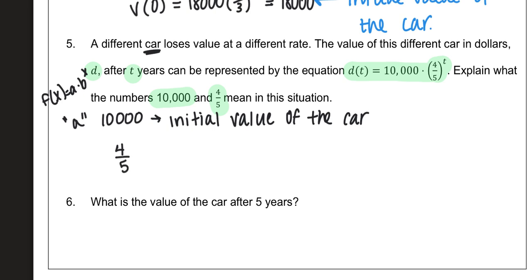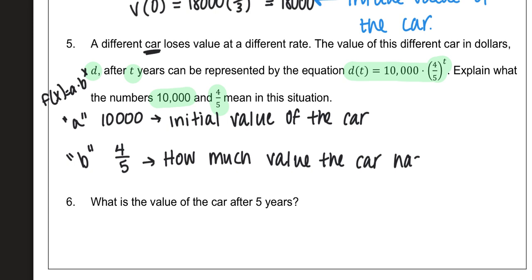And then our 4/5, that is representing our B value in that formula, which, remember, is our growth or decay factor. So because we have a fraction here, that is our decay factor. So this is how much value the car has after each year. Okay, that's how much value the car keeps. Okay, so this means it is losing 1/5 of the value. It is keeping 4/5 of the value.